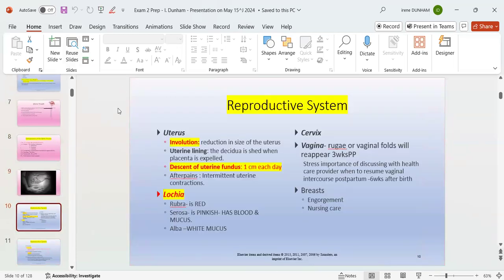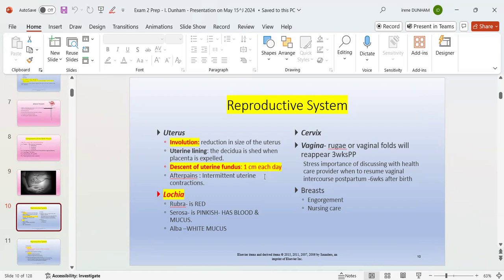All right. So let's go over the uterus. The uterus itself, after delivery, will have to involute. It has to go back down to the size of what it was before. So that's a term called involution. And then you have the uterine lining, which is your decidua, which is your endometrium, that's shed when the placenta is expelled. Let me ask you this question since we're here. What stage of labor is the placenta expelled? Stage 3. Good. Wonderful. And so usually the descent of the uterine fundus, which is the top portion of your uterus, is usually 1 to 2 centimeters each day.